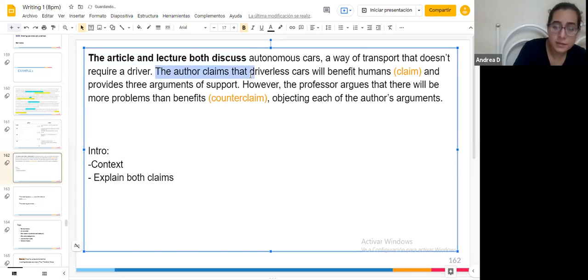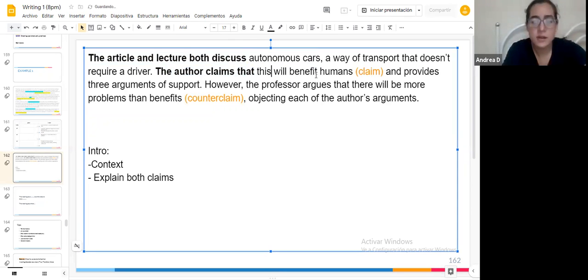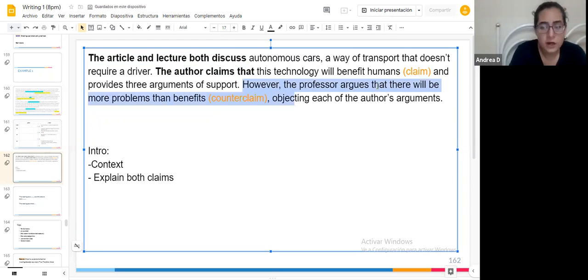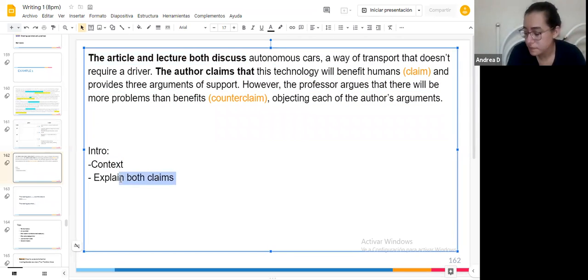Now the author claims that, here we can just say, since we have autonomous cars, maybe that this technology will benefit humans and provides the arguments of support, but the professor argues that there will be more problems than benefits, objecting each of the author's arguments. So that could be your introduction. Okay, you have a bit of context and you explain both claims. Any questions about that so far?